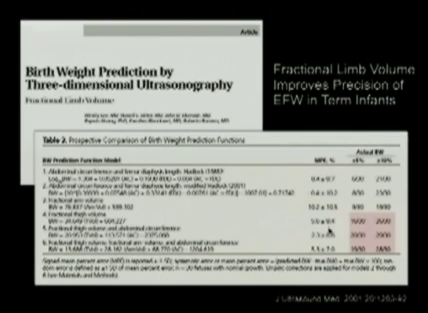you can see that the best results came from the combination of thigh volume and AC, where the random error or precision was improved from the Hadlock models from roughly 9 to 10% down to 6.6%. And the proportion of actual birth weights within 5 or 10% were actually much higher when you included a soft tissue parameter.